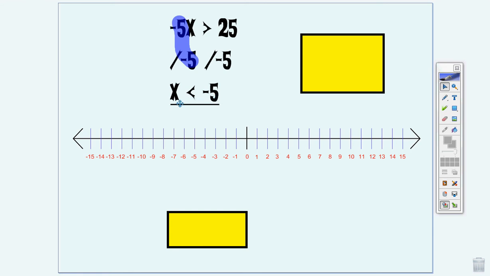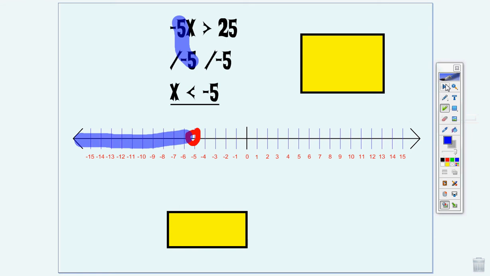Do you see how the sign changed over here? This was negative, now it's positive. This was positive, now it's negative. And this was a greater than, now it's a less than. And so my solution then is all numbers less than negative 5. Open dot at negative 5, shading to the left.